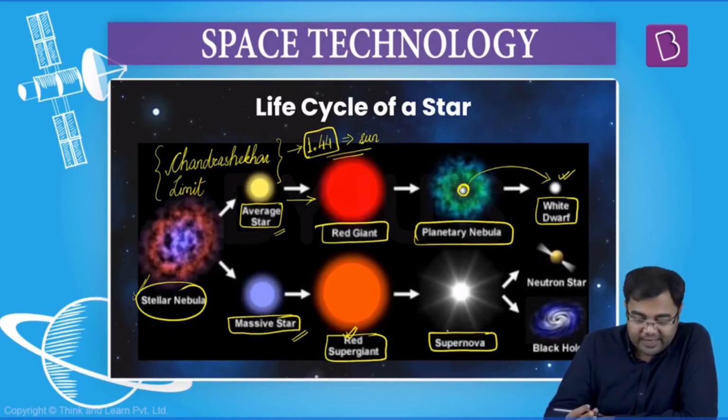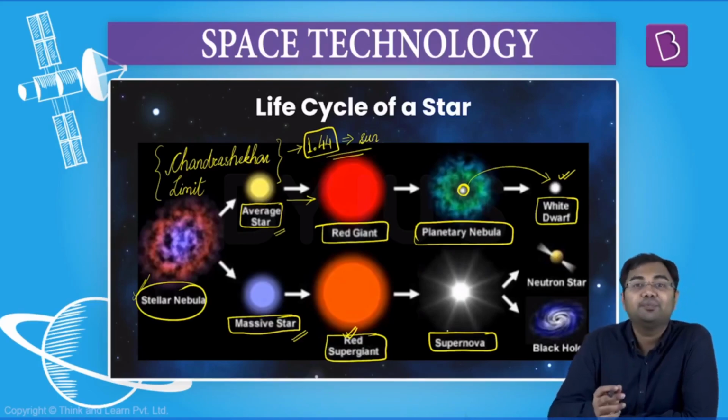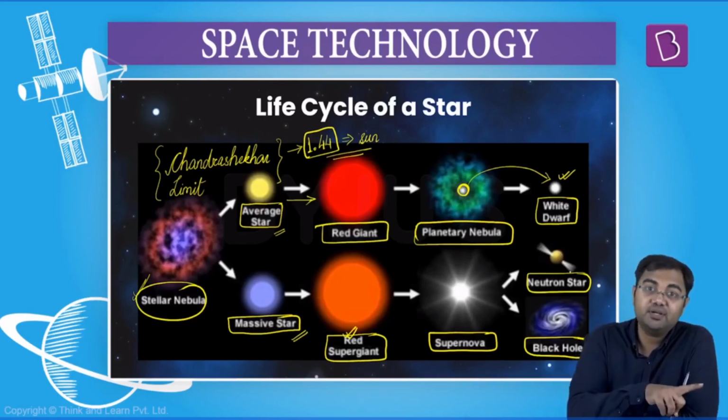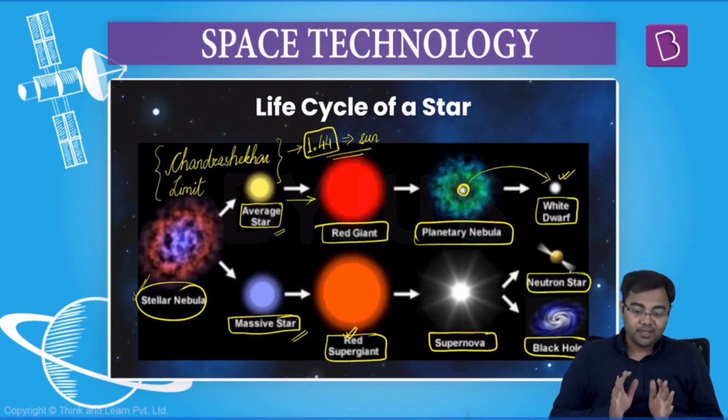So ultimately supernova will happen, and even after this, there is no guarantee that this massive star will convert into a black hole. It may or may not. It either may convert into a black hole or it would convert into a neutron star. What is a neutron star? Just remember that we discussed that it is the smallest kind of star that we know.